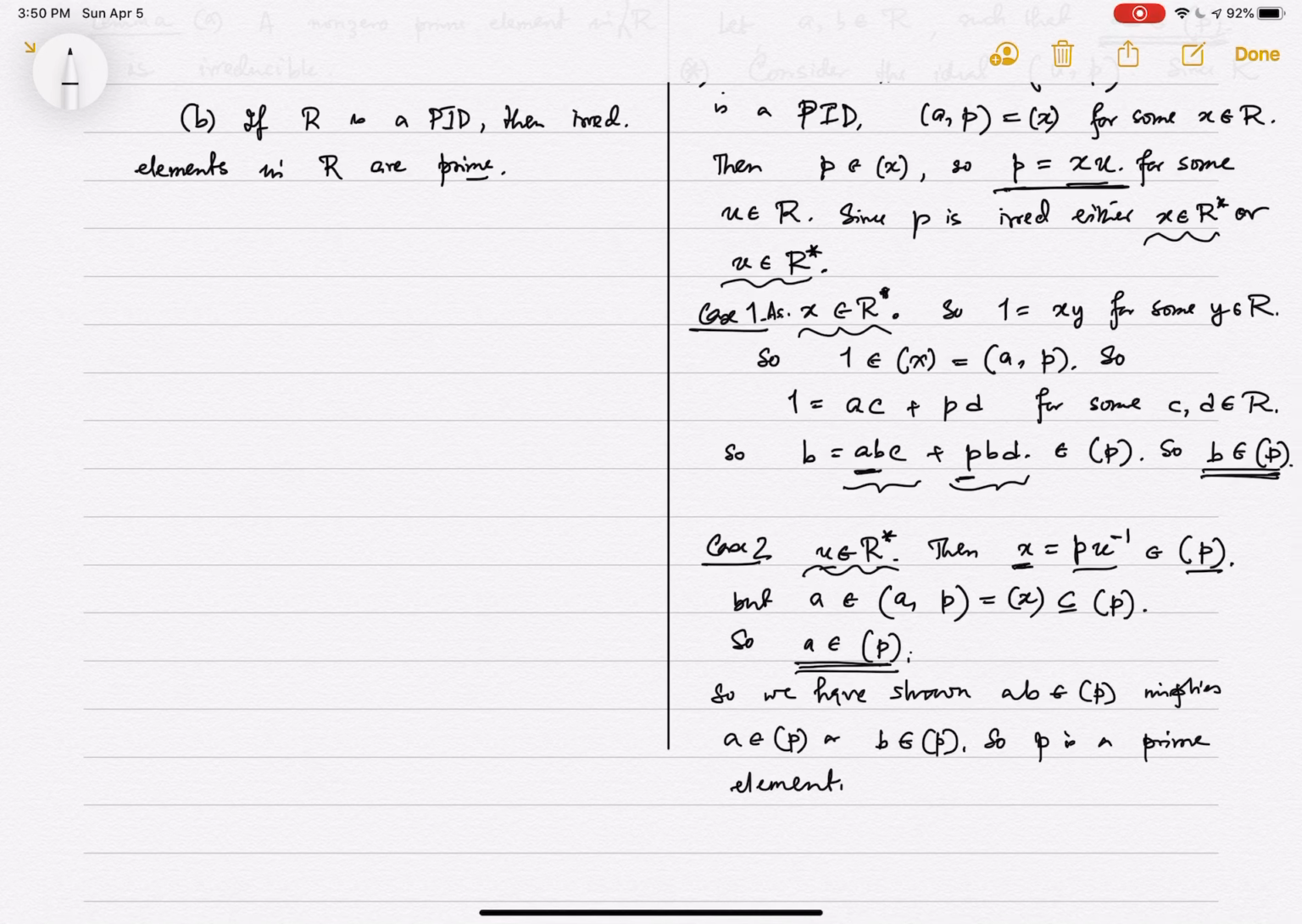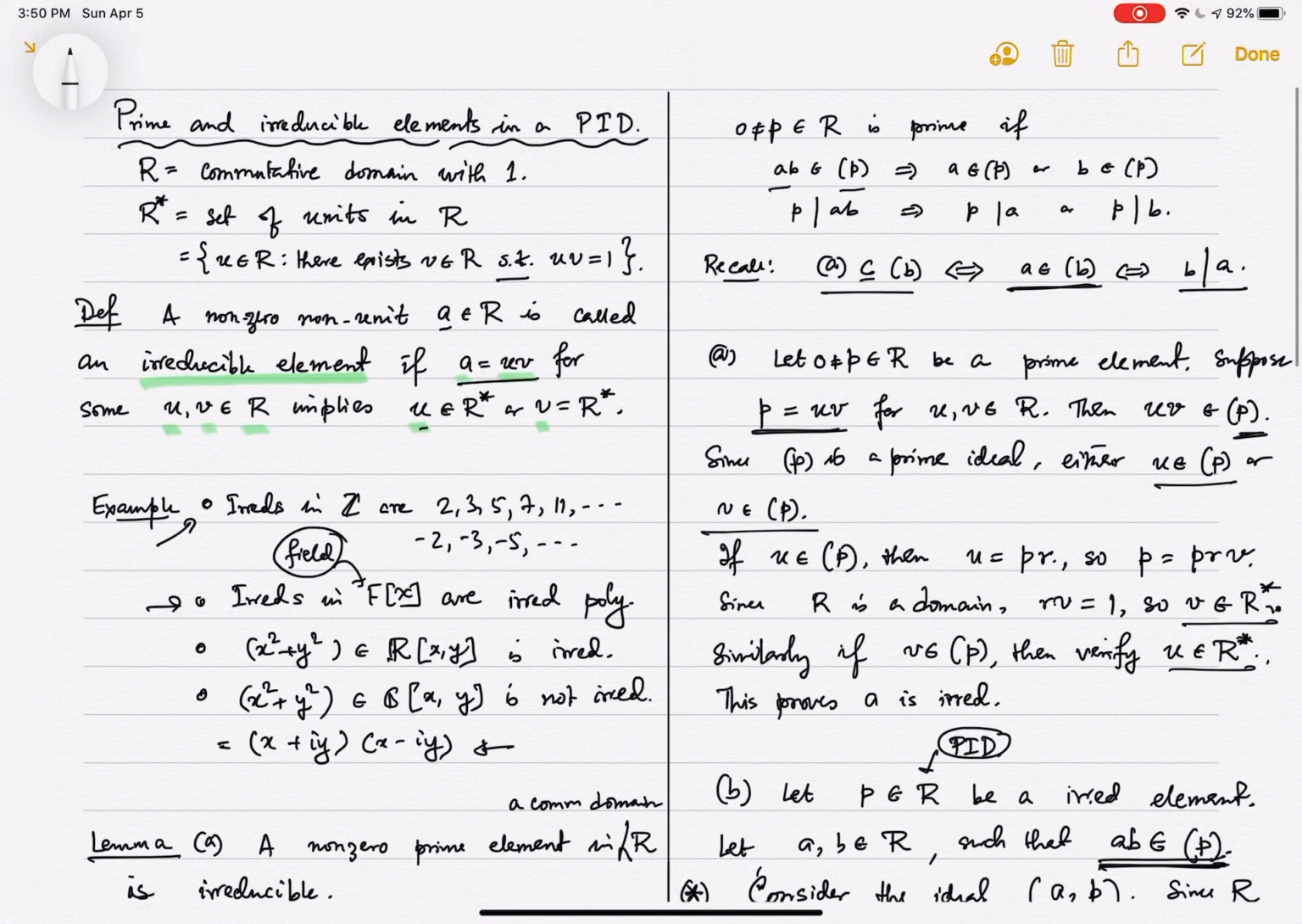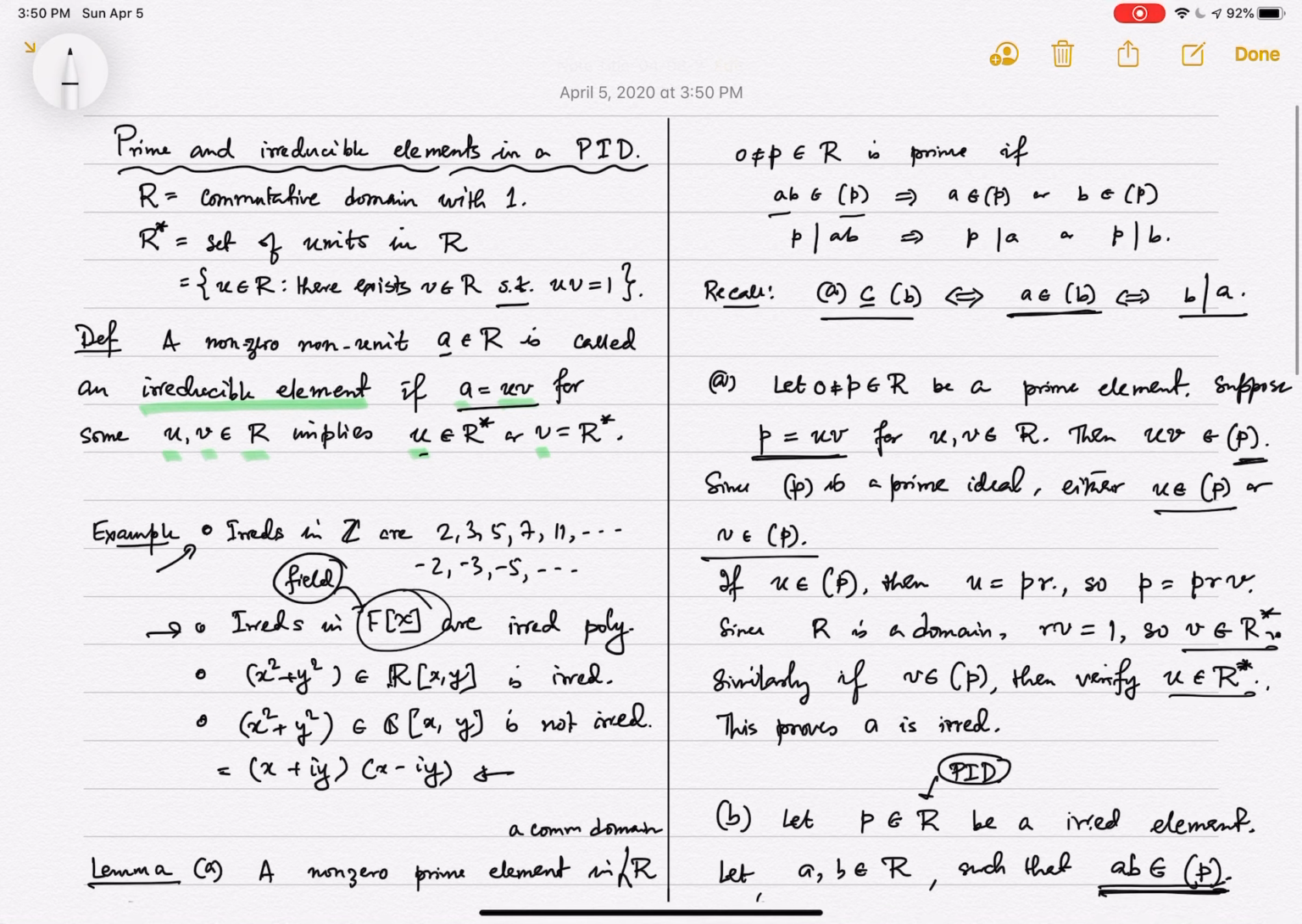So next time we'll see what this means for this example, the one variable polynomial ring over a field.